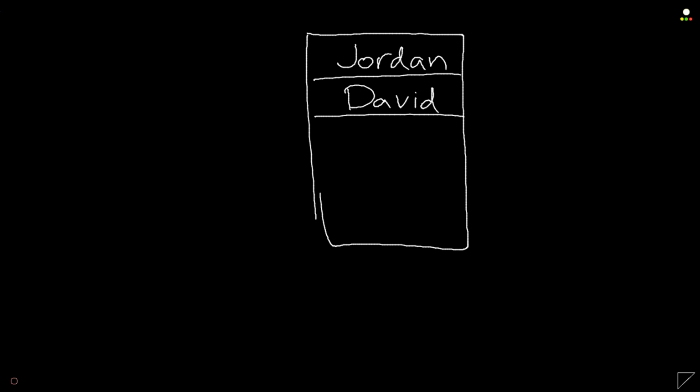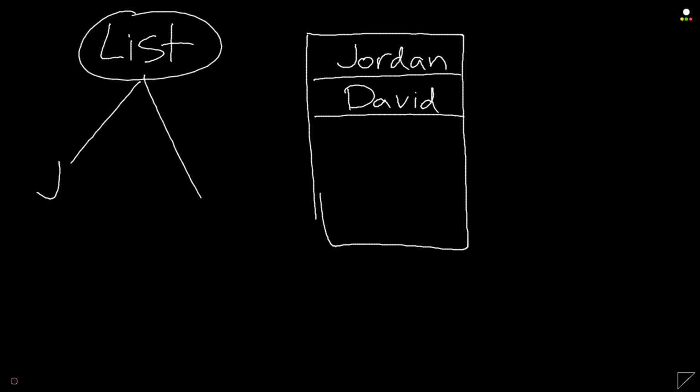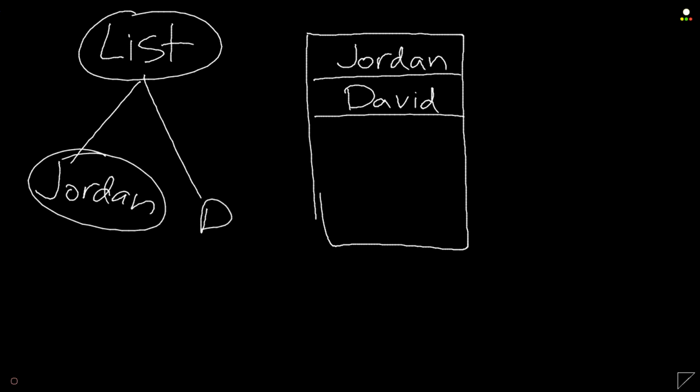So in previous lectures, we talked about this thing called the React tree, or the React virtual DOM. That is React's way of maintaining all of the components it has rendered in some tree-like data structure. And so we might have something like a list, and then within that list, we have this thing called Jordan and this thing called David.